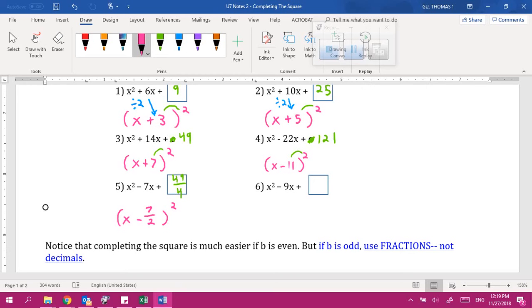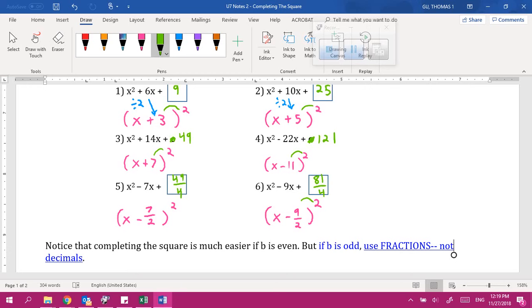And then lastly, for number 6, if I complete the square, what's my perfect square going to be? X minus 9 halves, squared. Right. And so when I square this 9 halves, what does it become? 81 over 4. That's right. And so this process of finding your perfect square and finding this c value, that's called completing the square, okay?